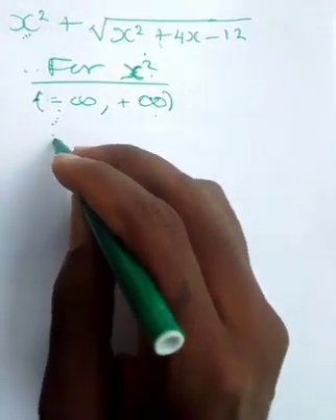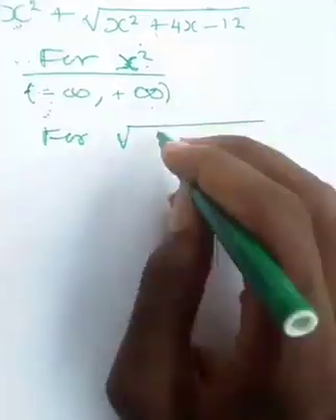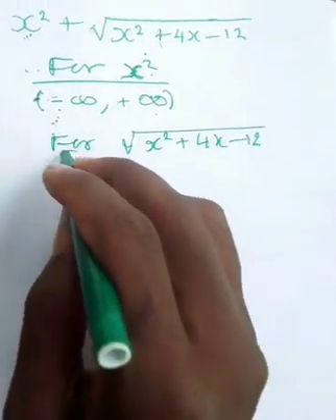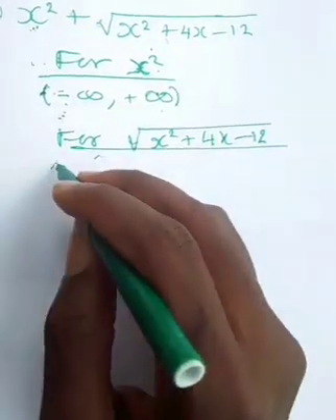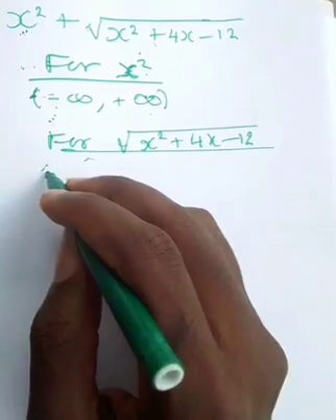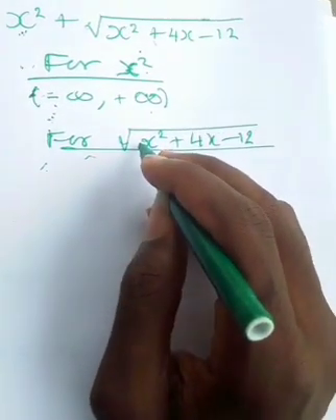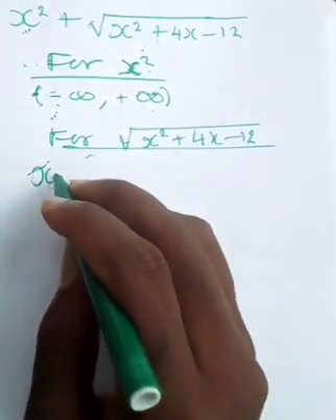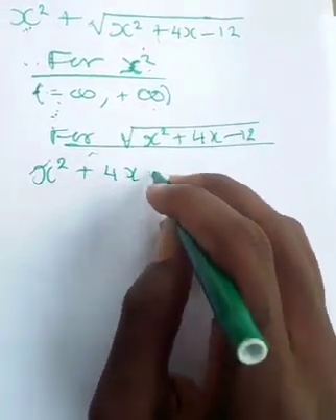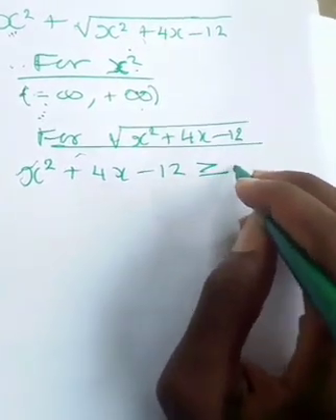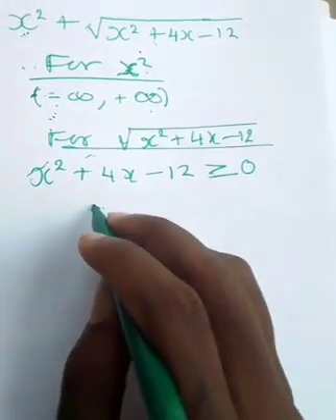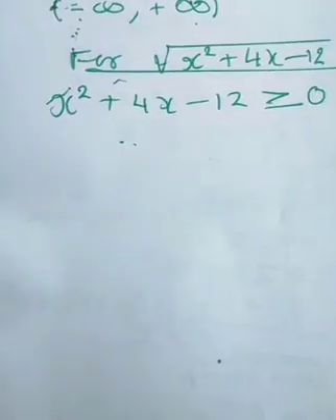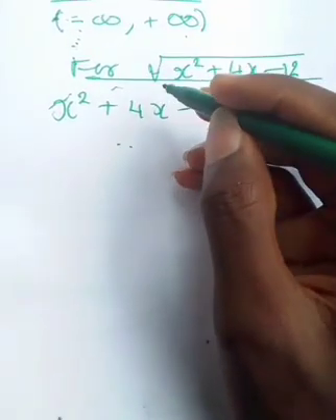And then we find the domain for the square root of x power 2 plus 4x minus 12. Right. So this is a quadratic. No, I mean it's a square root. So we get what is under the square root and say greater than or equal to 0. Okay. And then after you do this, okay, so you're going to solve the quadratic.